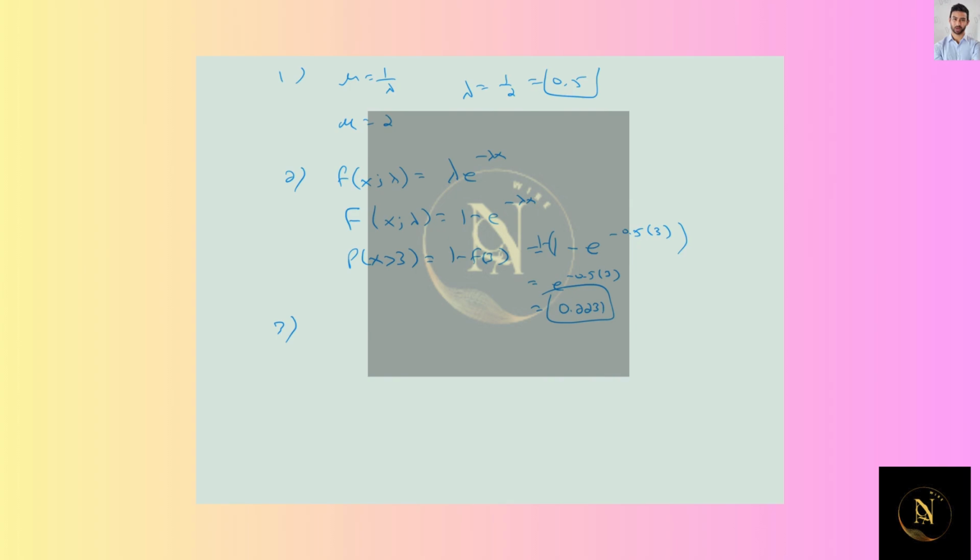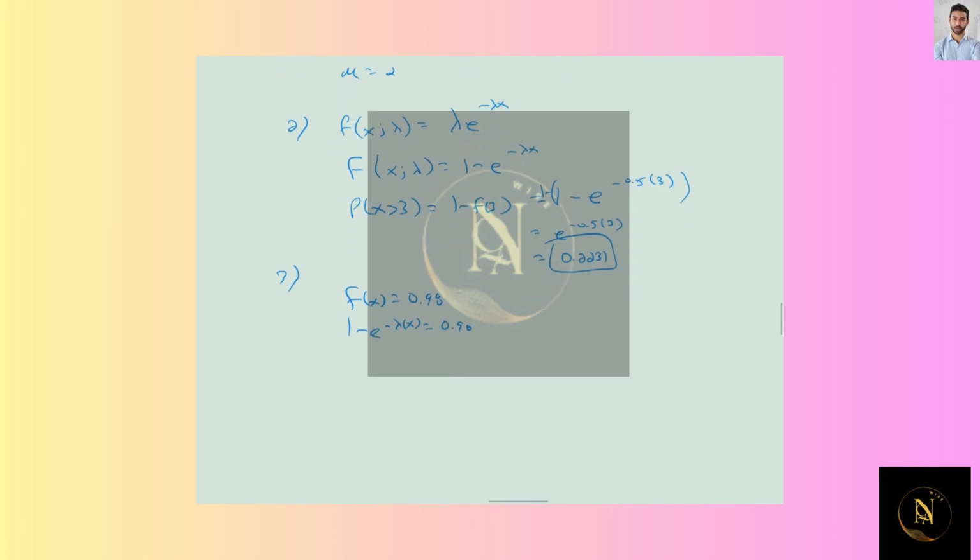For question 3, this probably can be found using the CDF of the exponential distribution. We need to find x such that F of x is equal to 0.98. And so 1 minus e to the negative lambda x has got to be equal to 0.98. And if you subtract 0.98 from both sides, you get 0.02, and then add e to the negative lambda x.